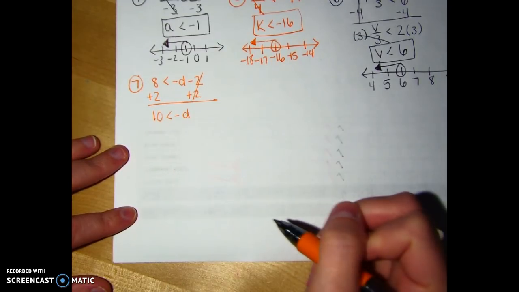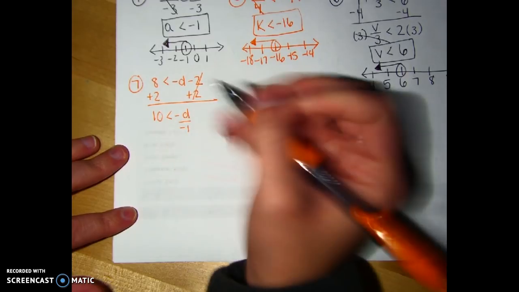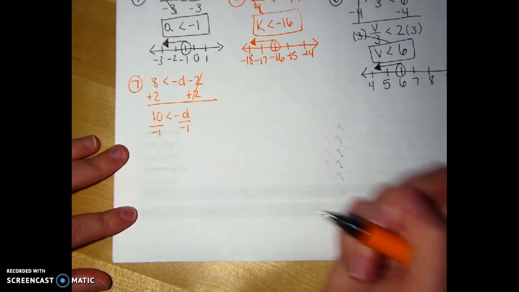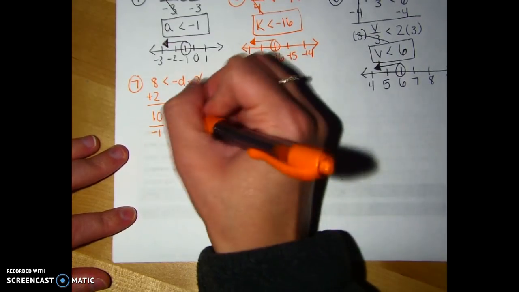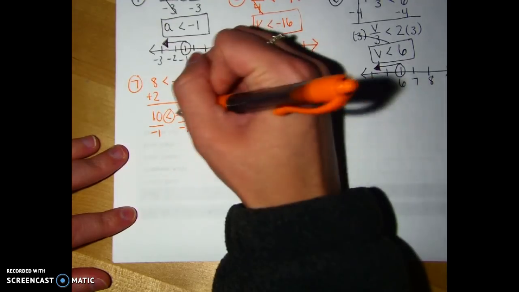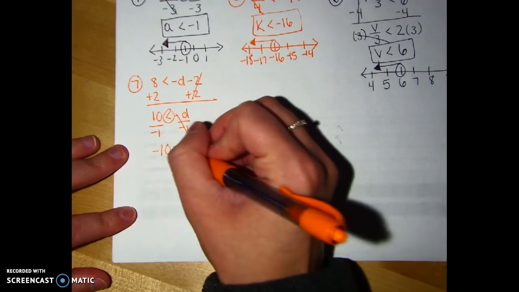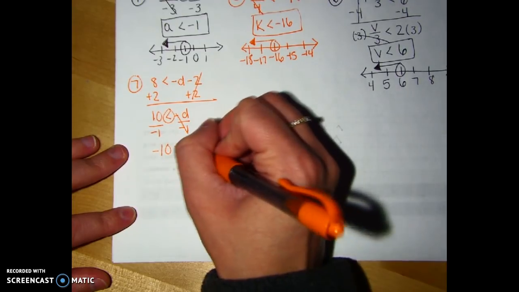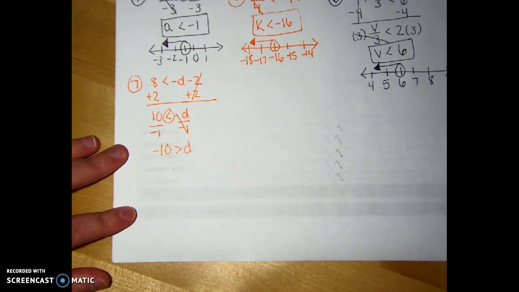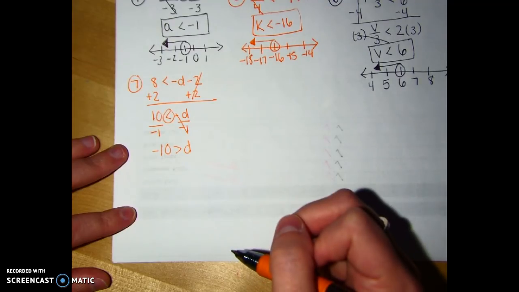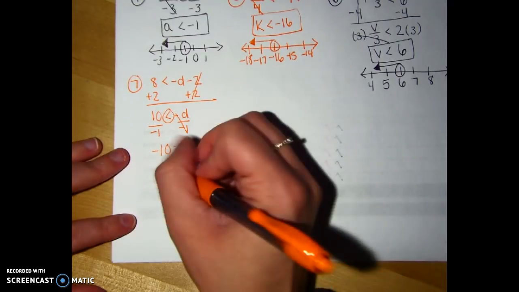To get rid of that negative variable, I'm going to divide by negative 1 or multiply by negative 1. Either one will work. I'm dividing by a negative, that means I'm going to have to flip that. 10 divided by negative 1 is just negative 10. Flip the sign, d. And I don't like the variable on the right-hand side. You can leave it like this if you want. I'm going to flip it.